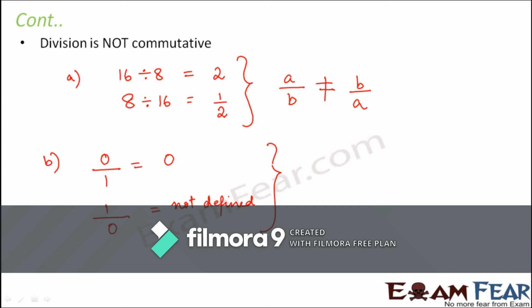So as far as the commutative property is concerned, again addition is commutative and multiplication is commutative. Division and subtraction are not commutative.